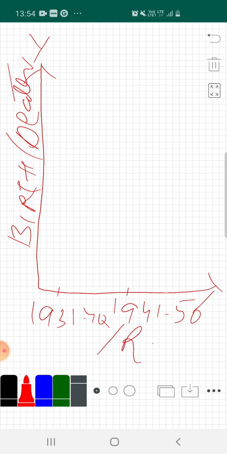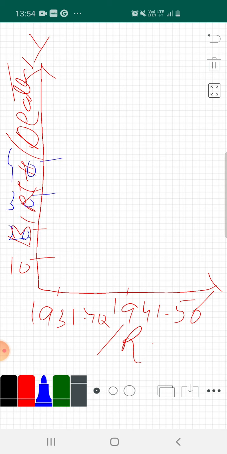To show these figures, we want numbers on the y-axis also. So I am taking the gap of 10, 20, 30, 40, 50, 60. As the largest value here is 36 in the death rate and the highest 46 in the birth rate, so 50 is sufficient. You can show up to 60, 70 also, no problem.